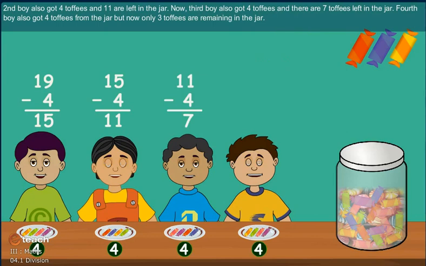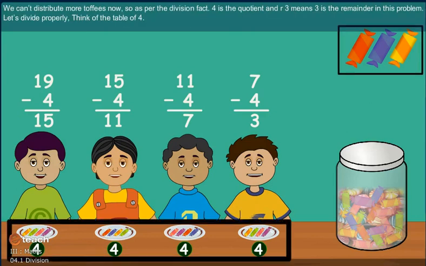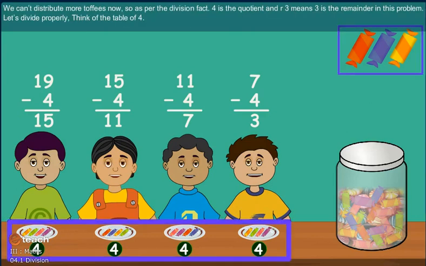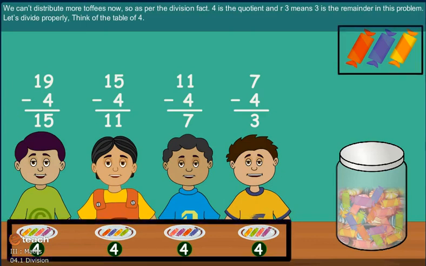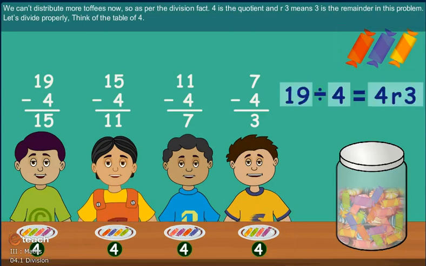The fourth child also got 4 toffees from the jar. But now, only 3 toffees remain in the jar. We are not able to distribute more now, so as per the division fact, 4 is the quotient and R3 means 3 is the remainder in this problem.